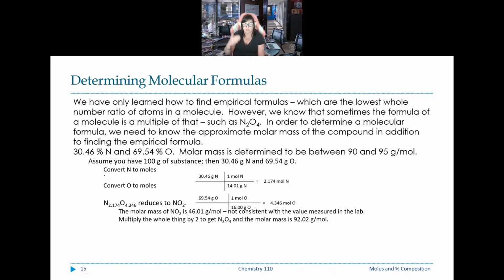So once we do this, we need to figure out the mass of that empirical formula, and what relationship that is between there and the molecular formula they've given you. That relationship will tell you what you need to multiply by to figure out what the molecular formula is. Okay?